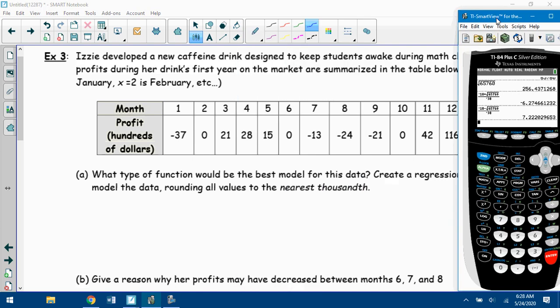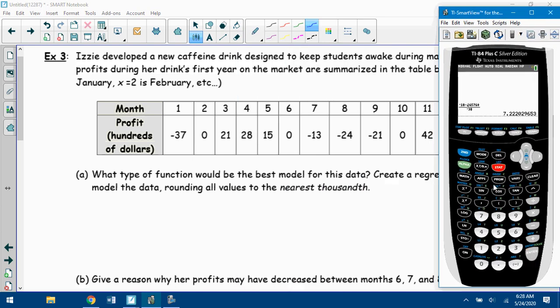All right, one more time. We got to go to Stat, Edit. We take out L1 and L2 and put these in. So we got a whole year, so 1 through 12. And then the corresponding profit. She lost money in January. Oops. And then she broke even in February. And then after that, she started making some money.